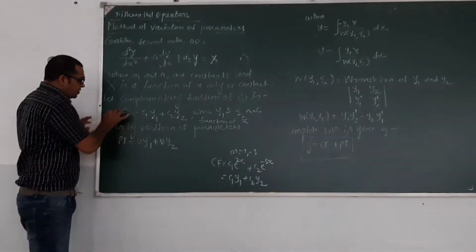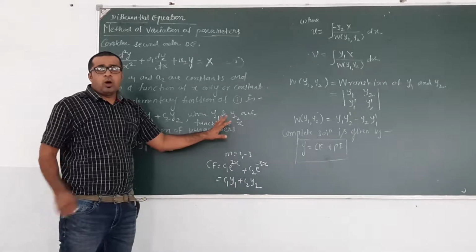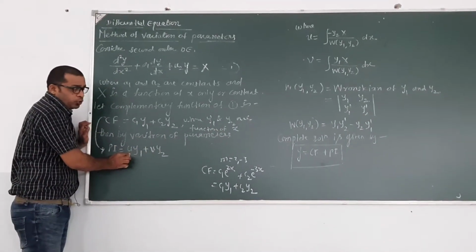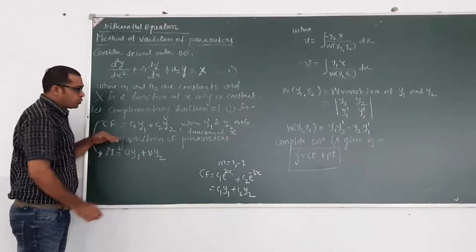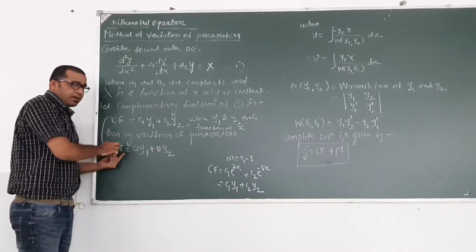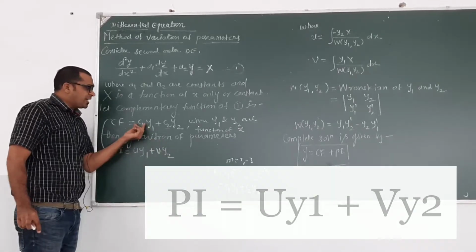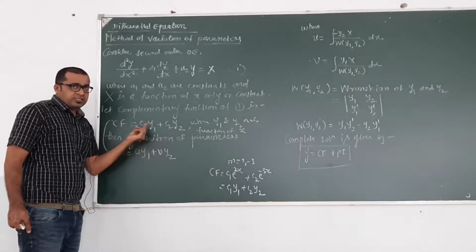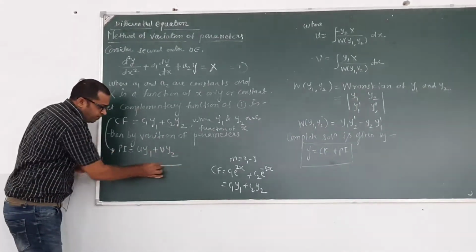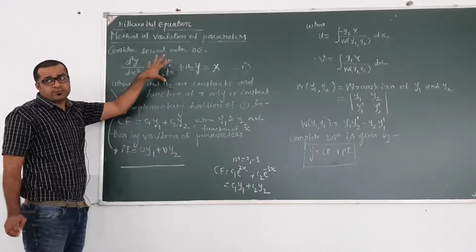Now with the help of this CF we write down the PI by using the variation of parameter. So what we vary here, actually we vary C1 by u and C2 by v. So we are varying these, therefore it is called the variation of parameters, and the PI will be given by u into y1 plus v into y2. So what did we change? The arbitrary constants C1, C2 are replaced by u and v. Okay, so this is the PI, and the combination of the PI and the CF results in the complete solution.